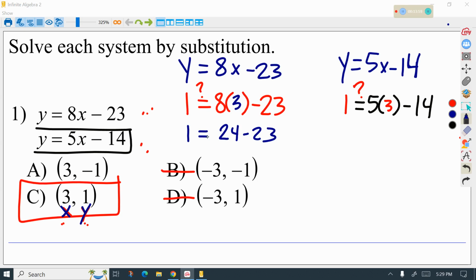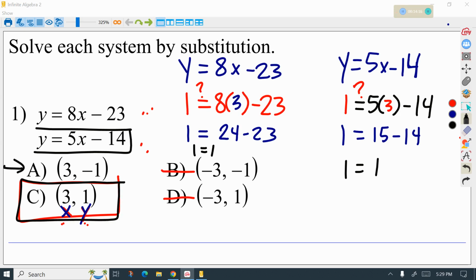And what about over here? Is it true that 1 is equal to 15 minus 14? Yeah, that's true. 1 equals 1. And over here, yeah, 24 minus 23 is 1. So these are both true. So we would be able to select this one if we had got that right. If I had started with this value, we would have got to the bottom and we would have got things that were false. And so we would have been able to eliminate number 1.